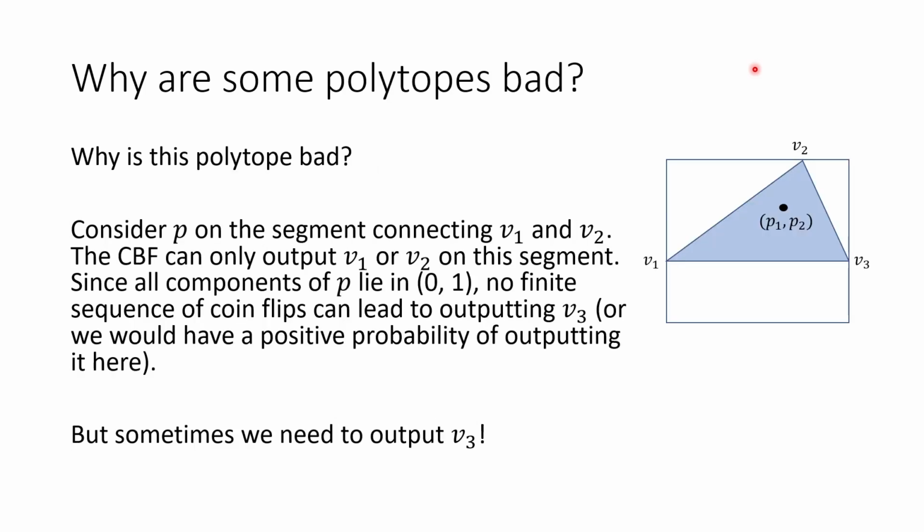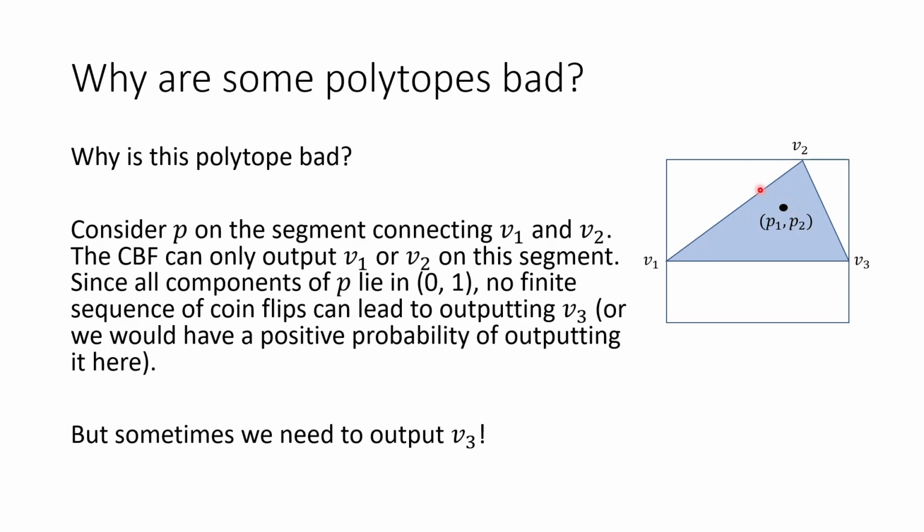So now let's talk about why some polytopes are bad, why we can't construct combinatorial Bernoulli factories for some polytopes. We'll come up with a very similar looking argument. Consider a point P that lies on the line segment connecting V1 and V2. If P lies on this line segment, then the output of the combinatorial Bernoulli factory has to be either V1 or V2. It can't be V3, because P is entirely contained inside the convex cell of V1 and V2, and if you output V3 with any positive probability, it won't be contained within this line segment.